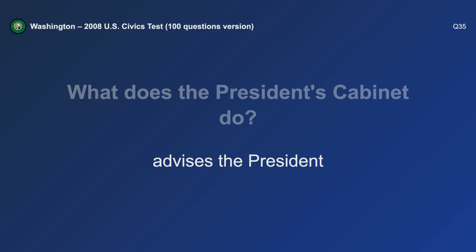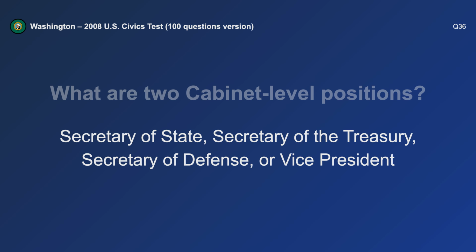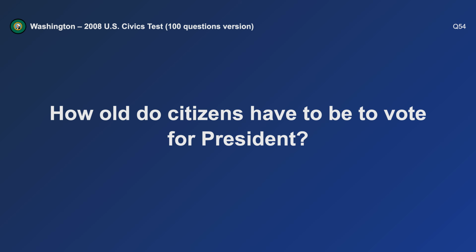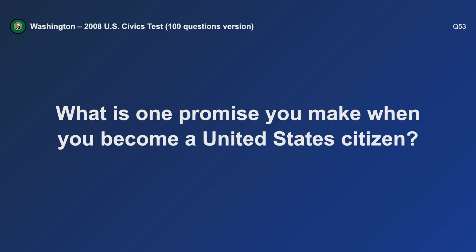What does the President's cabinet do? Advises the President. What are two cabinet-level positions? Secretary of State and Vice President. How old do citizens have to be to vote for president? 18 and older.